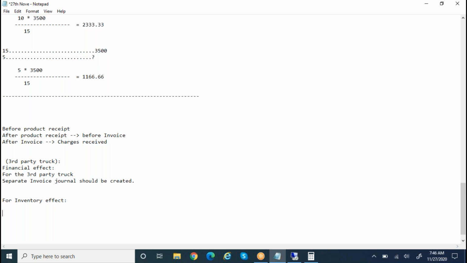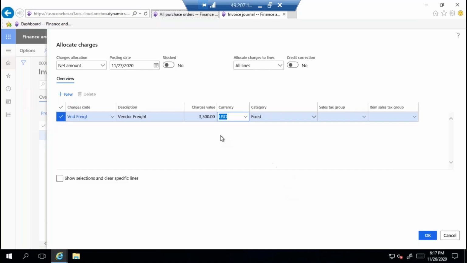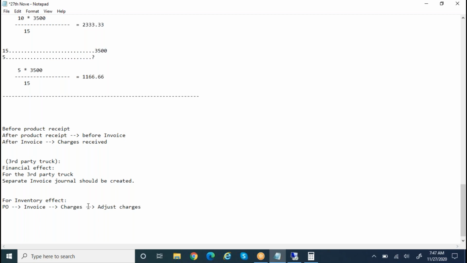For inventory effect you need to go to the purchase order invoice, and then here you need to select charges, adjust charges. You need to apply. This is separate, so you need to select the method. What is the method you want? Then you need to select all lines and simply click OK. Then automatically it will be updated for inventory effect, because the cost price of the item should be updated in the system.